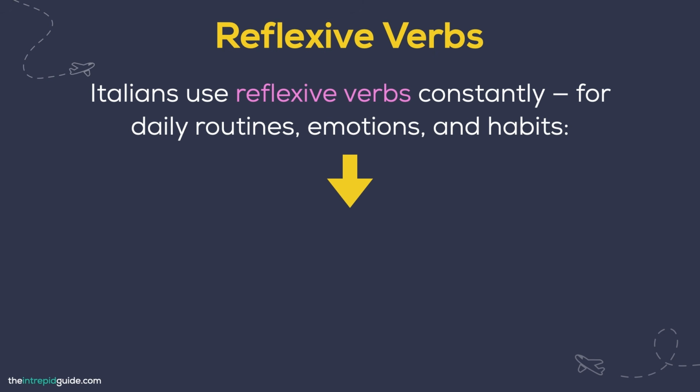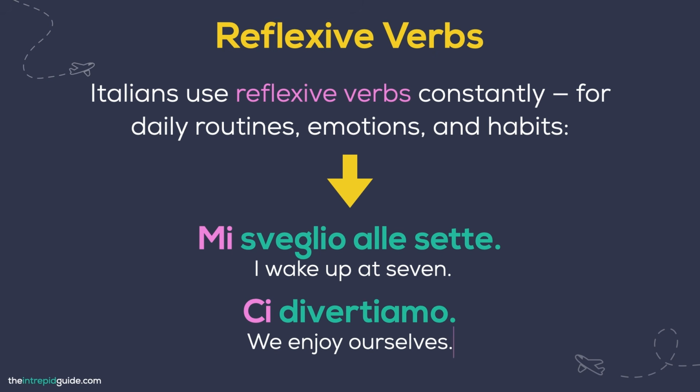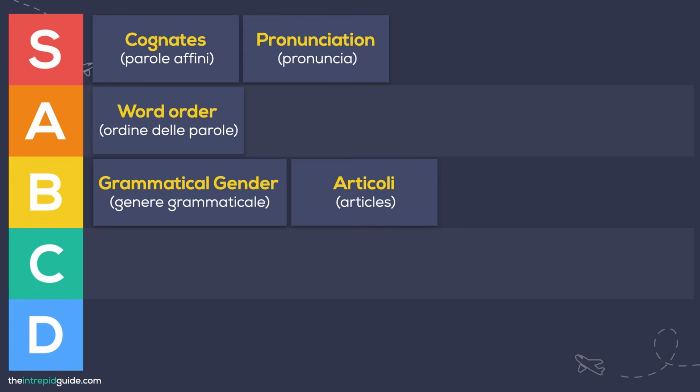Now, Italians use reflexive verbs and reflexive pronouns constantly for daily routines, emotions, and habits. Take a look at these examples. Mi sveglio alle 7. I wake up, or I wake myself up at 7. Ci divertiamo. We enjoy ourselves. So where do reflexive verbs rank? Well, it goes in the B tier for brain stretcher.